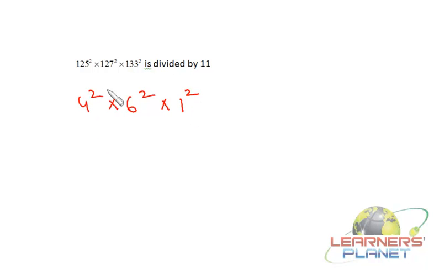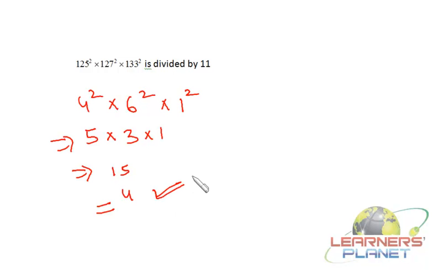Now it is 4 fours are 16. 16, if it is divided by 11, we'll be getting the remainder as 5. 36, if we divide 36 by 11, we'll be getting the remainder as 3, and into this 1. So further it is 15, and 15 is divided by 11, so we'll be getting the remainder as 4. So the final answer to this problem is 4. Okay, isn't it so simple, friends?